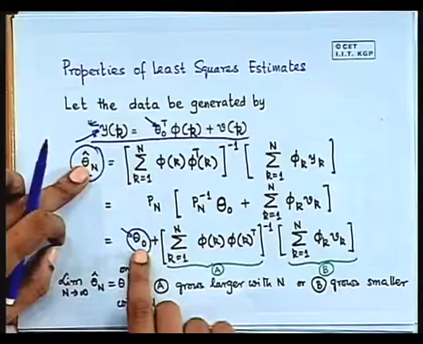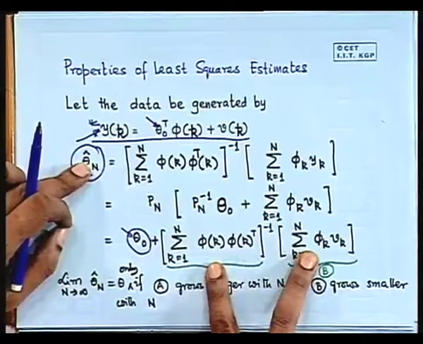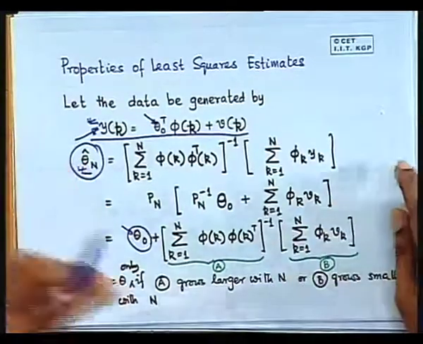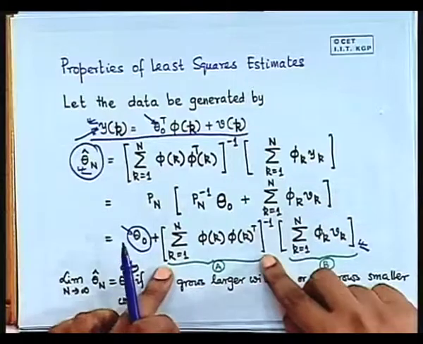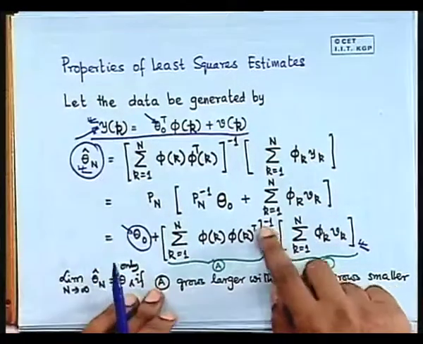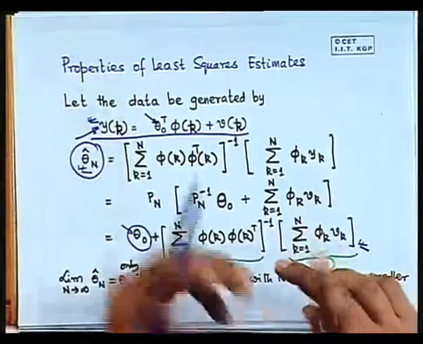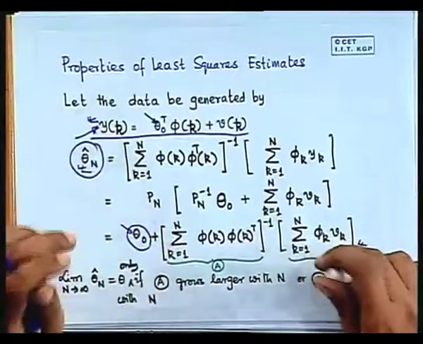So this will be close to the true one which the system itself is using, provided this term is small. Now when is this term small? Either when the second term b is small, or when this bracketed term becomes larger and larger, because this is an inverse. So it is like y by z. So when does y by z become small? Either when y goes smaller and smaller, or when z grows larger and larger. So it is important to know whether that happens in our algorithm.